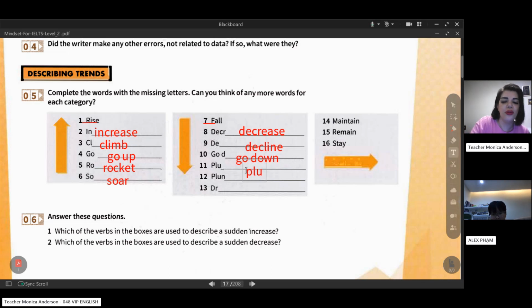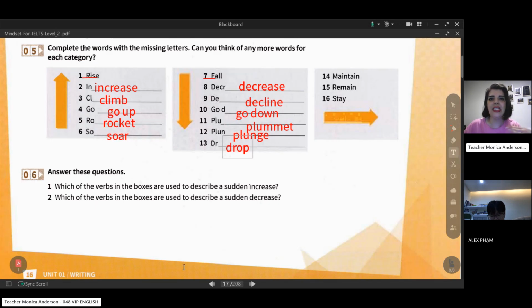So plummet and plunge. And the last one, drop. So again, plummet and plunge. When the change is really fast, quick, and sudden, we use plummet. Decrease is plummet or plunge. And of course, we have maintain, remain, stay. So when we have a steady trend, okay.